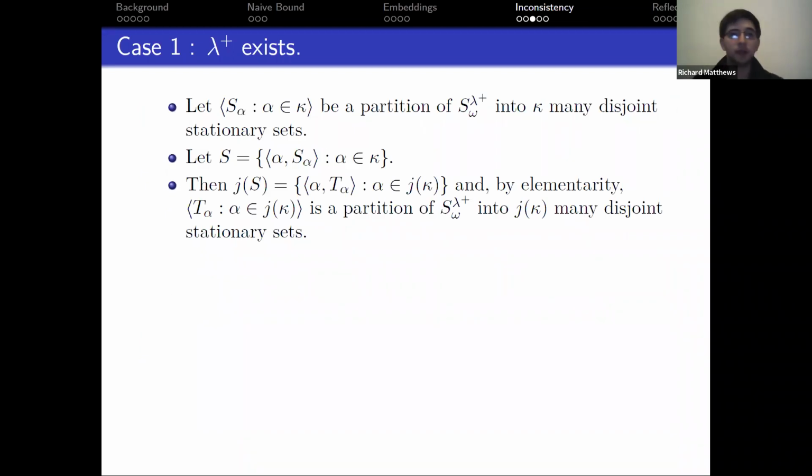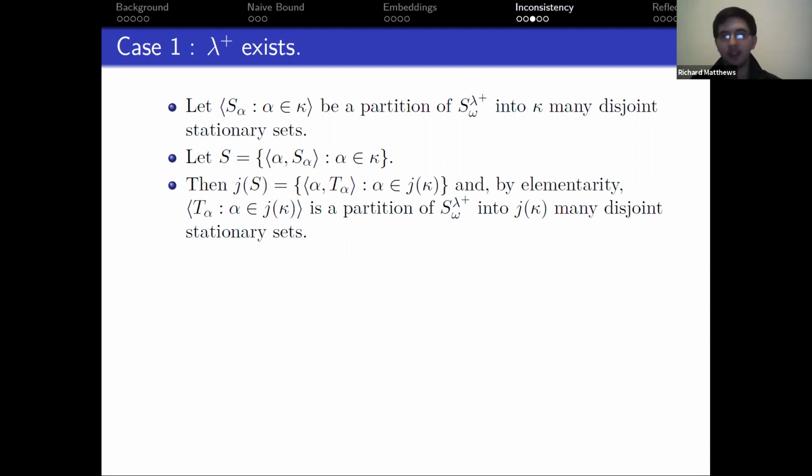So to now actually do the proof of this case, let S_alpha be our partition into kappa many disjoint stationary sets that we define. And we're going to let S be the collection of pairs (alpha, S_alpha), alpha in kappa. Since this is a set, we can take j(S). j(S) is now some sequence of pairs (alpha, T_alpha), alpha in j(kappa).